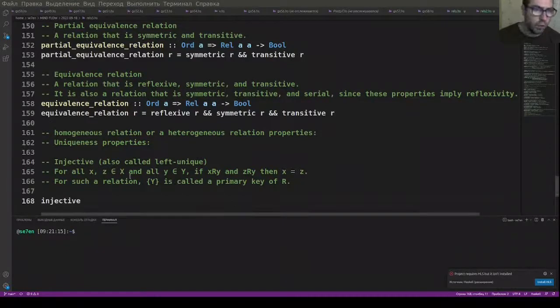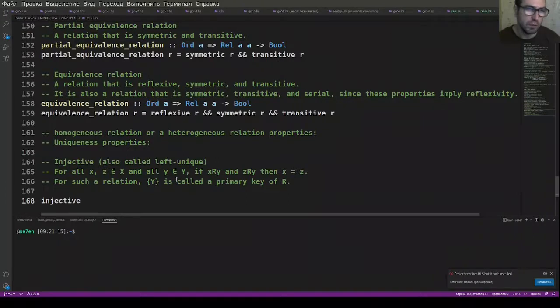Okay, let's continue our talk about relations. This is video number 2, and today I want to review properties of relations, such as homogeneous relation properties and heterogeneous relation properties. We started the group of properties called uniqueness properties.